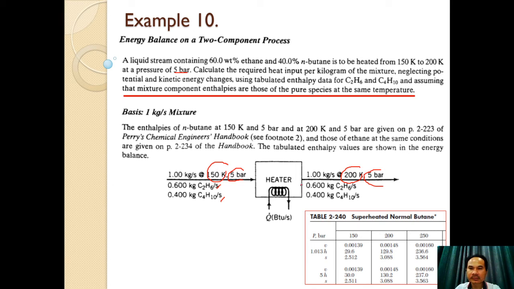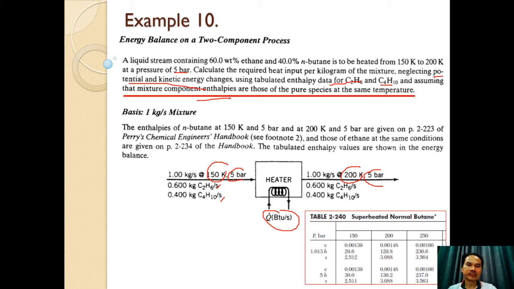Calculate the required heat input, Q, per kilogram of the mixture, neglecting the potential and kinetic energy. For this case, there is no EP and EK. You have to use the separate enthalpy data for ethane and butane, and we can assume the mixture component enthalpies are the same as for the pure species of ethane and butane.